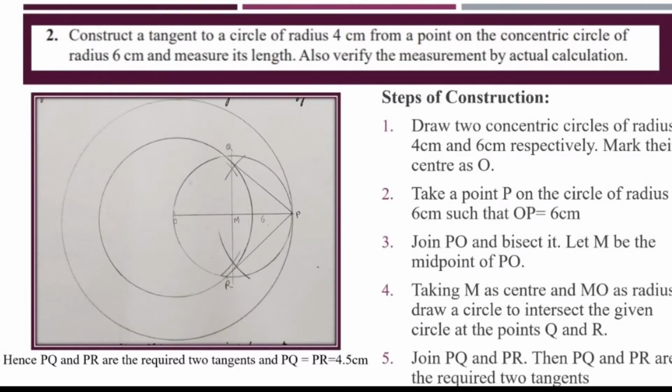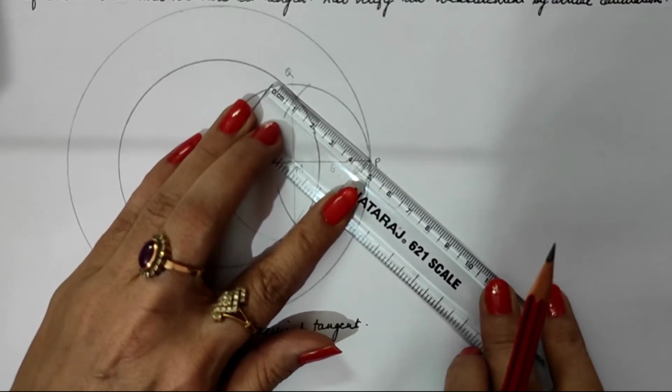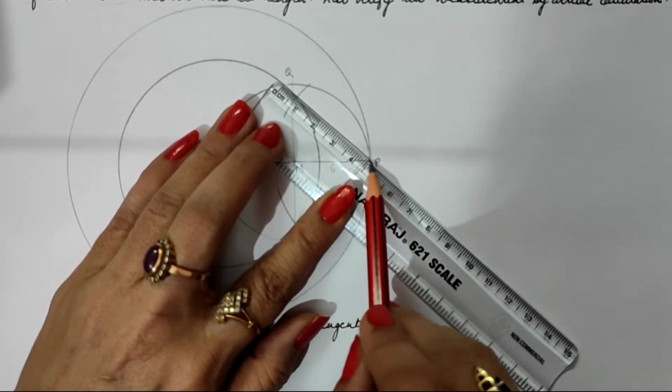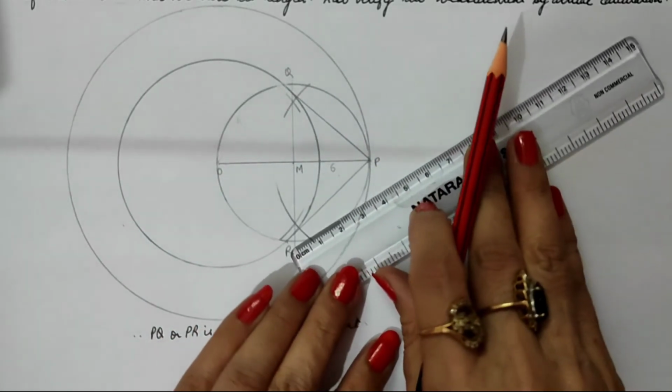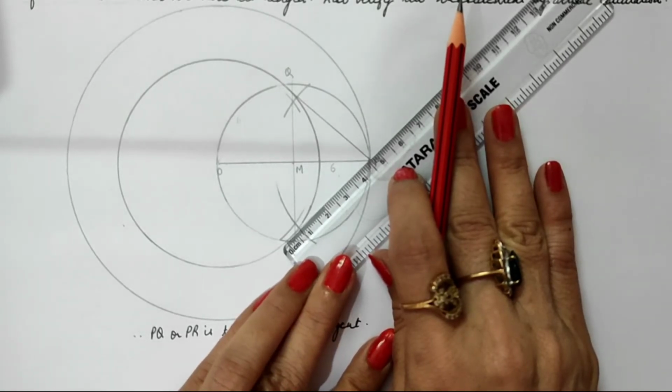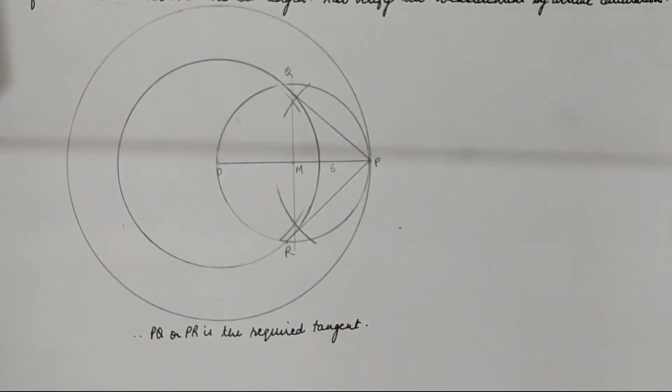Now we need to measure the two tangents. This is coming out to be 1, 2, 3, 4 and 4.5, approximately 4.5 centimeters. This side also I can see it is coming out to be same as 4.5 centimeters. Now let us try to justify it.